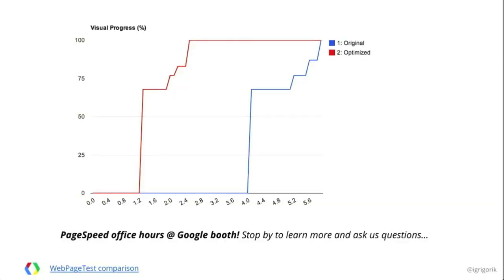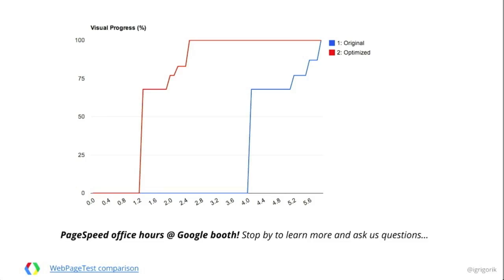And here's a diagram that basically shows you the visual progress. This is something that we on the Chrome team are focusing on more and more, trying to figure out how to expose this sort of data to webmasters and web developers directly in DevTools, to incentivize this sort of structure of your page.